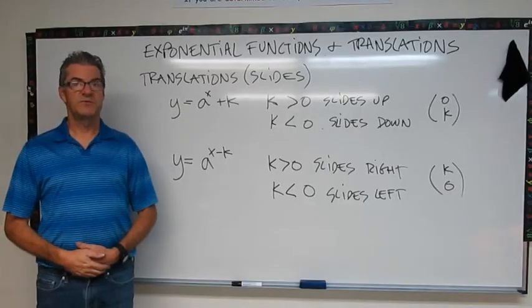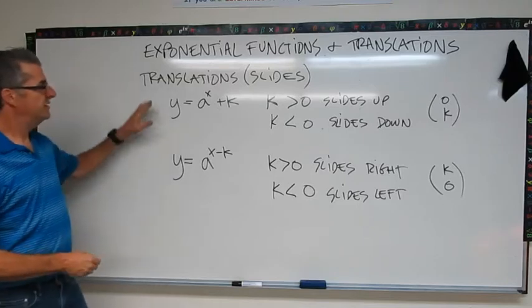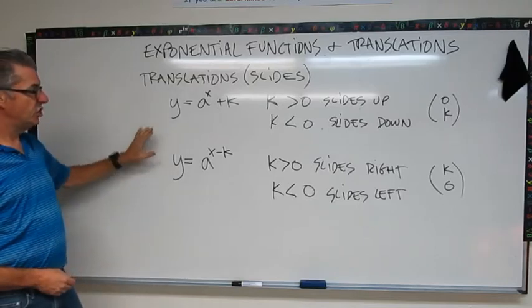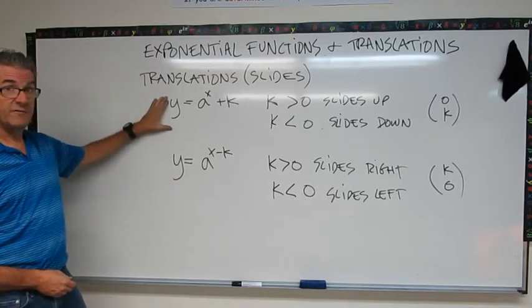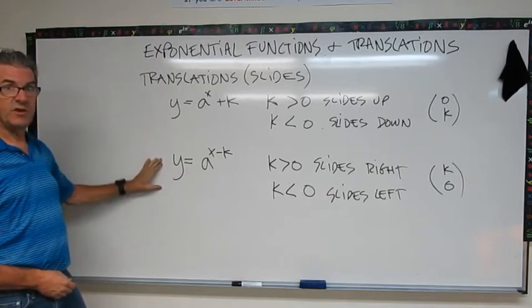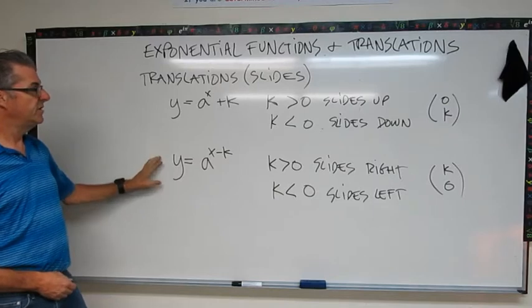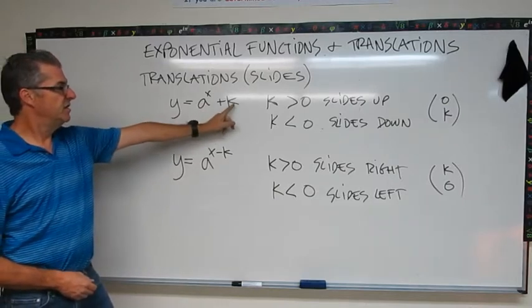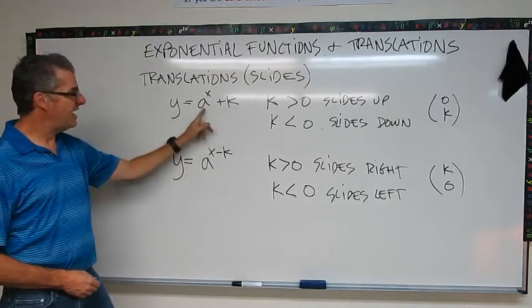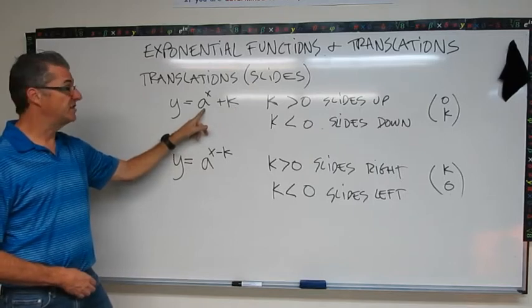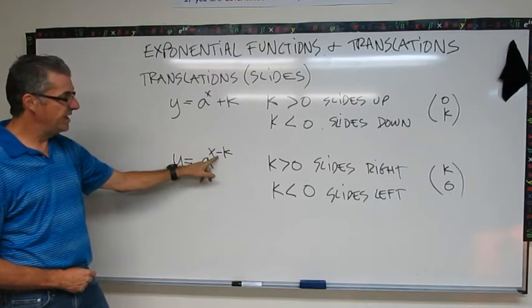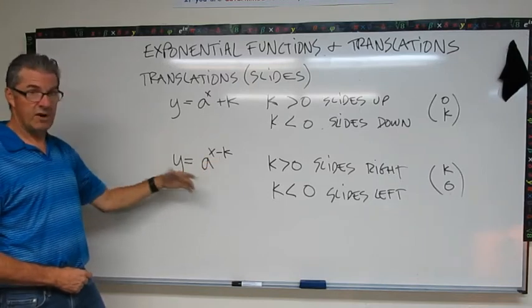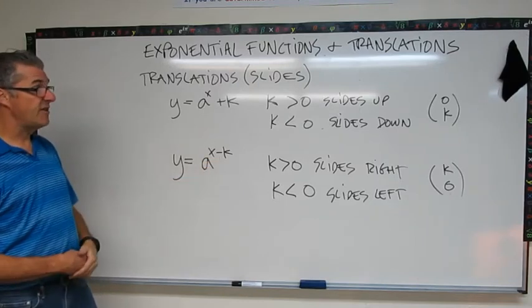Okay, let's do some translations. Check this out. The equations look different depending on the translation that you're doing. This one is for the vertical translation. This one is for the horizontal translation. Notice, to change the function vertically, we manipulate the k that's outside of the exponential part of our expression. But to slide it right or left, we manipulate the exponent part of our function. Okay? So let's take a peek at how that works.